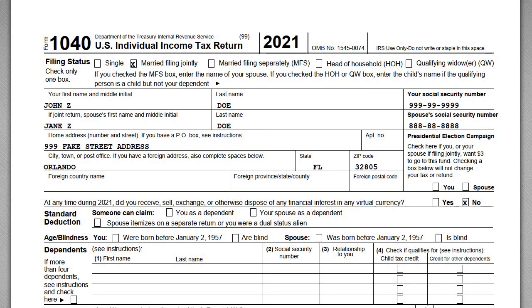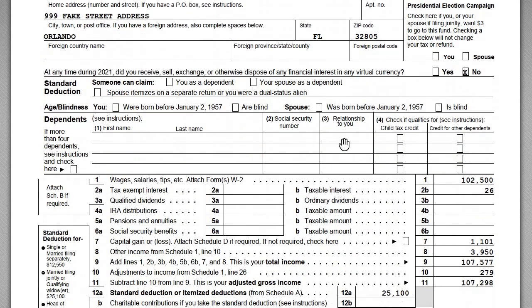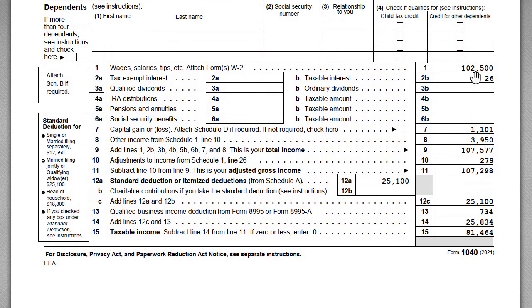Okay, so now let's look at the amended return and see what they changed. So same filing status, same information up here. Notice the W-2 wages, interest, none of this changed, right? So $1,100 in capital gains, $26 in interest, same wages, right? Because the only thing that's changing here is we're reporting the income from his business, and then it's going to impact a few other elements, but not these three here.